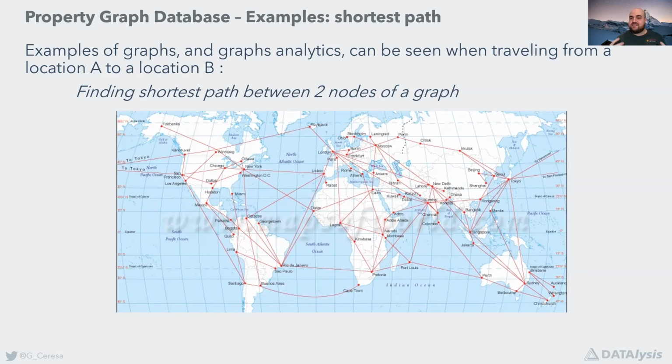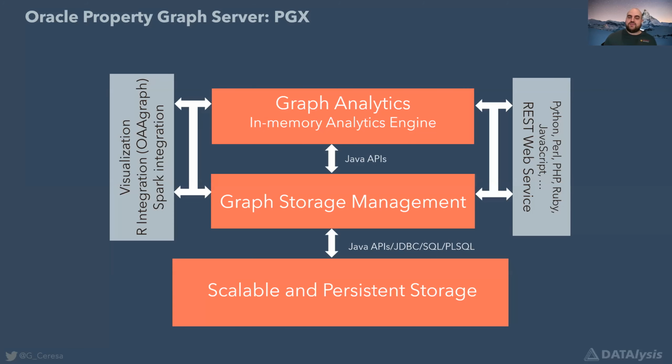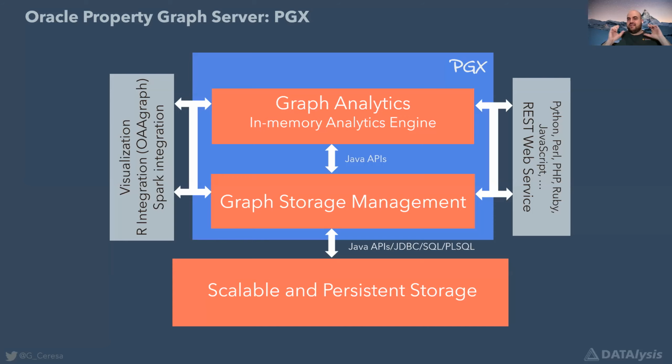And now, what does a graph look like in Oracle, where is it? So Oracle developed what they call PGX. It's the Oracle Property Graph Server. It's extremely simple. Let's say it's a black box. Let's take it as such. It's really just a graph engine. It doesn't do anything other than being smart for graphs.